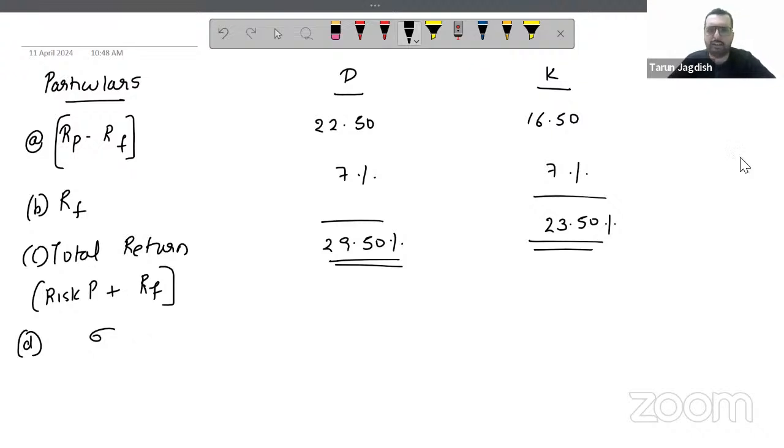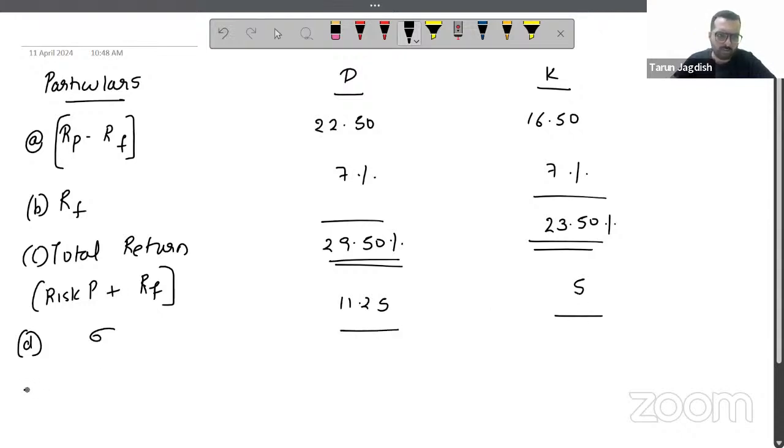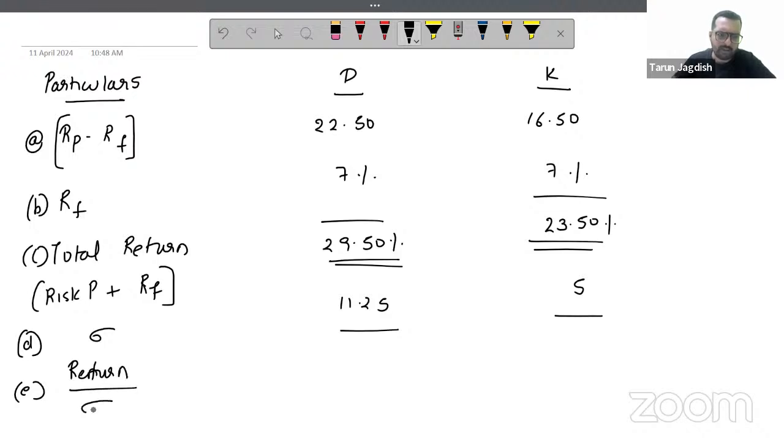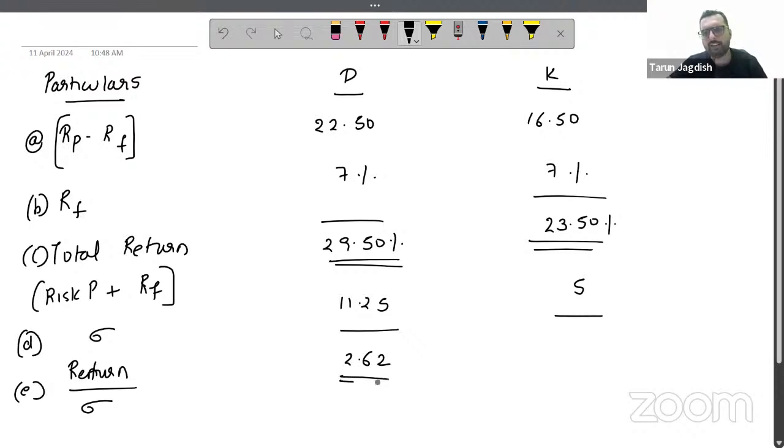Then we know the standard deviation. How much is the standard deviation? 11.25 and 5. So now what will I do? I will do my return divided by my risk. Okay, it is the inverse of coefficient of variation, friends. 29.5 divided by 11.25 when you do, you get the answer as 2.62. And here you get the answer as 4.7.